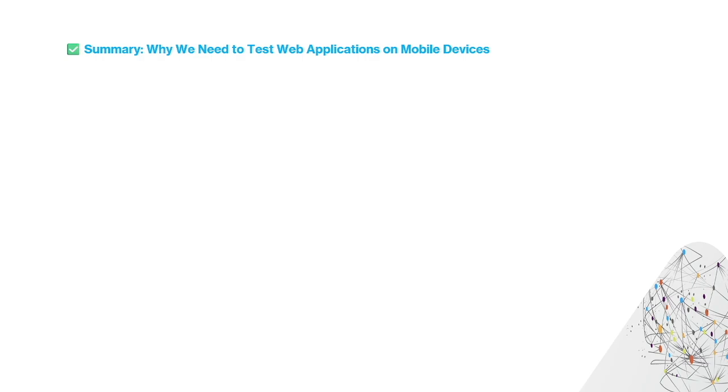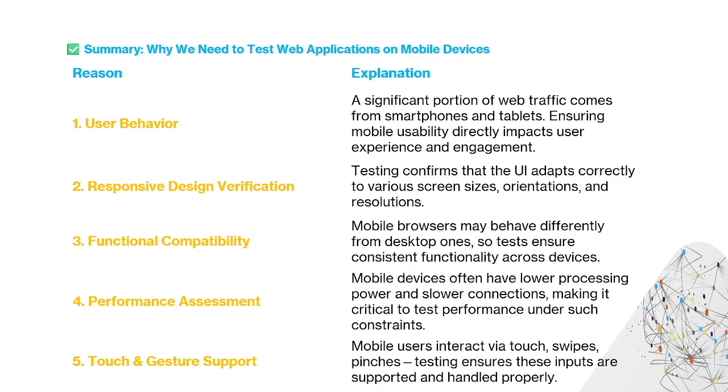So why do we need to test web applications on mobile devices? Here are a few reasons. The first one, user behavior. A significant portion of web traffic comes from smartphones and tablets. Ensuring mobile usability directly impacts user experience and engagement. The second reason is responsive design verification. Testing confirms that the UI adapts correctly to various screen sizes, orientations, and resolutions. There's also functional compatibility. Mobile browsers may behave differently from desktop ones, so tests ensure consistent functionality across devices.